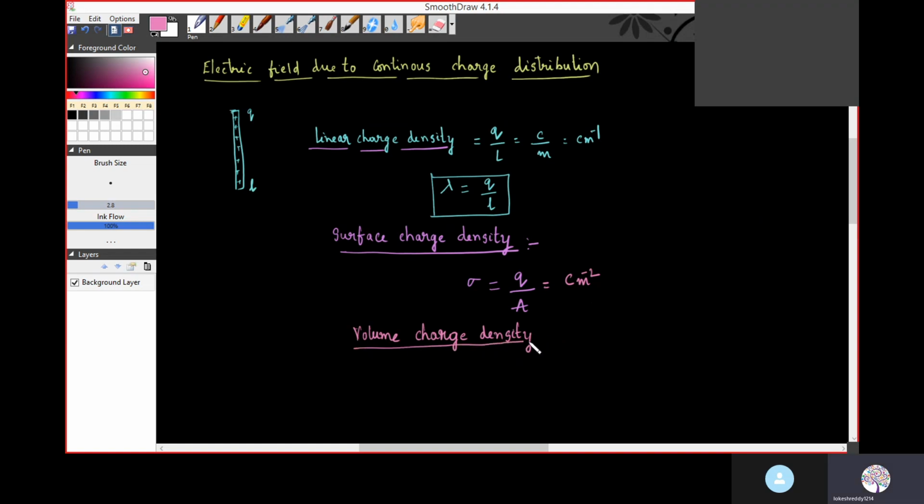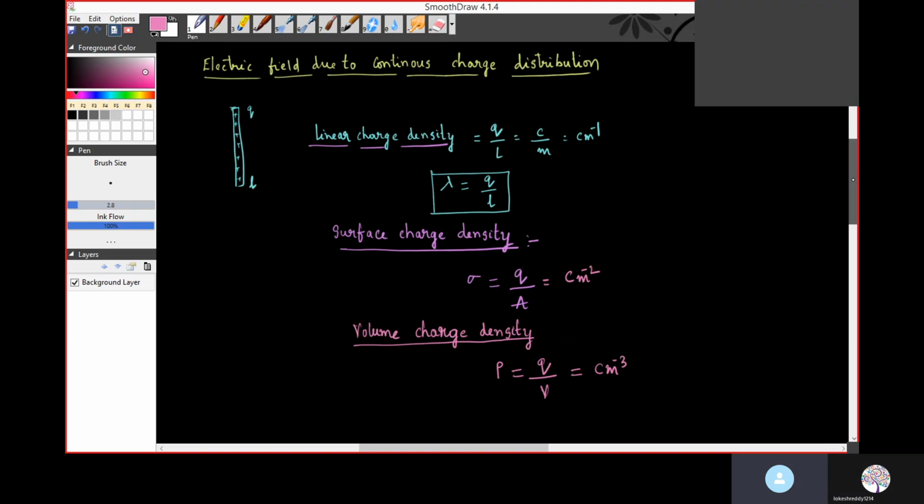Now the volume charge density is rho. Rho is equal to Q by V, that is coulomb per meter cube. This is coulomb per meter cube.